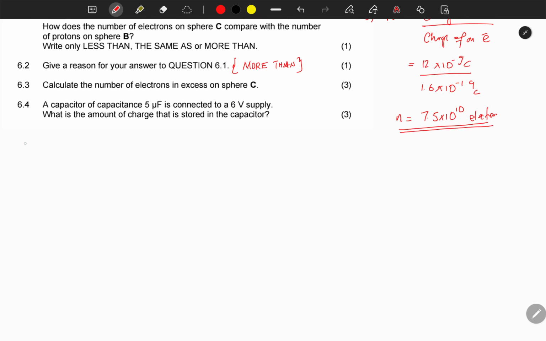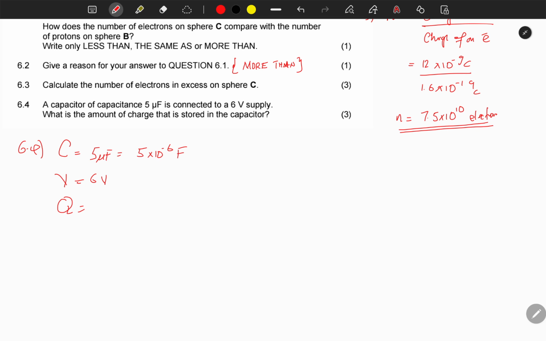Next says 6.4. A capacitor of capacitance 5 microfarad is connected to a 6 volt supply. What is the amount of charge that is stored in the capacitor? First of all, we've got capacitance, which is 5 microfarads, and 5 micro means 5 times 10 to the power negative 6 farads. And the next is we have got voltage, which is 6 volts, and what we're looking for is the charge.